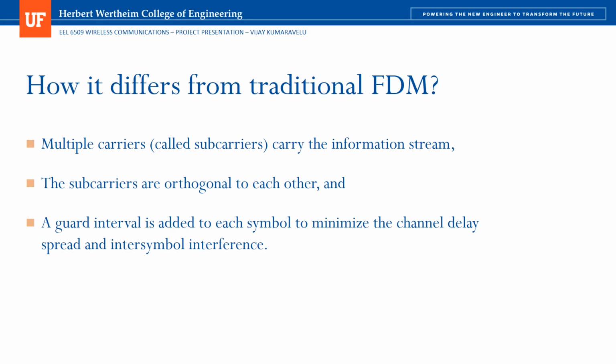How does it differ from traditional FDM? The first difference is multiple carriers, called subcarriers, that carry the information stream. These substreams are all orthogonal to each other, and there's a guard interval that is added to each symbol so that we will be able to minimize the intersymbol interference. The interference that occurs due to overlap of adjacent symbols can be avoided by introducing a guard interval, and this is possible in OFDM.